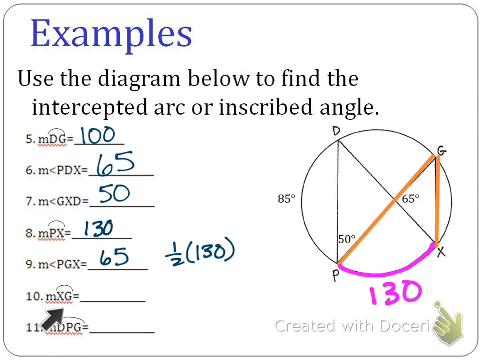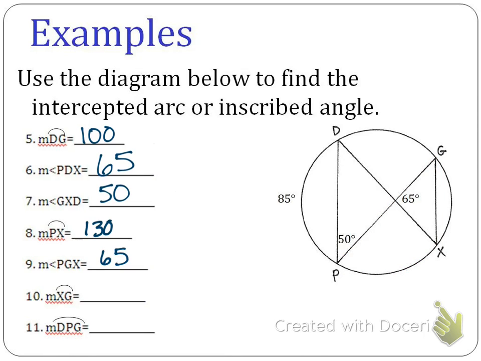In the next one, we have arc XG. So if I look at arc XG, I would love to say that it is twice this angle, but the bad thing is this is not an inscribed angle. For an inscribed angle, the vertex would have to be somewhere on the circle. So I cannot just double this angle. I'm going to have to use a different resource.